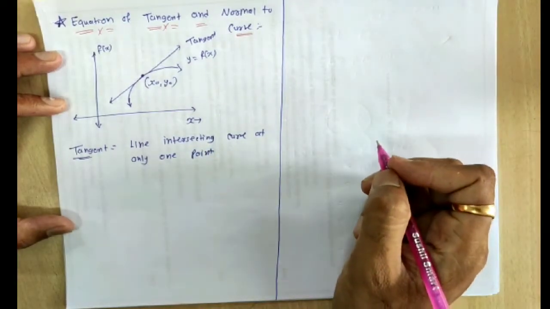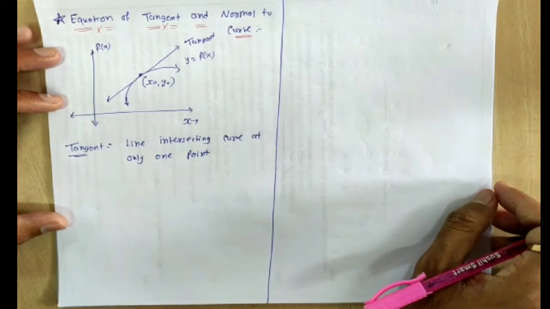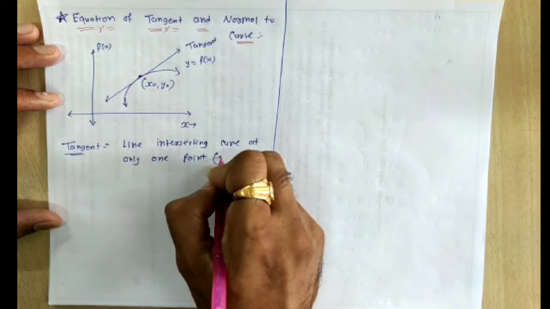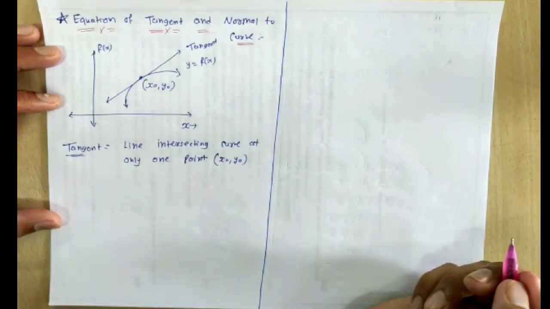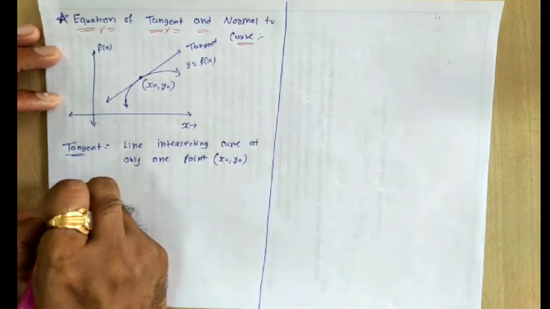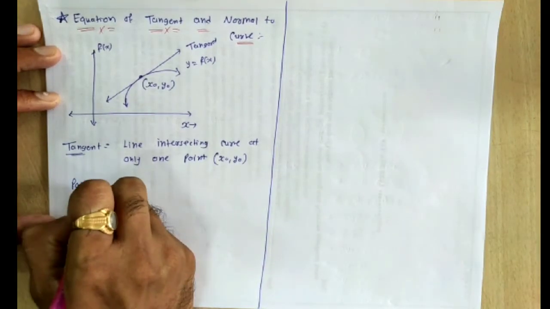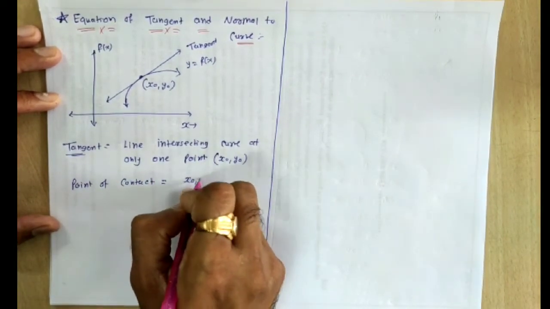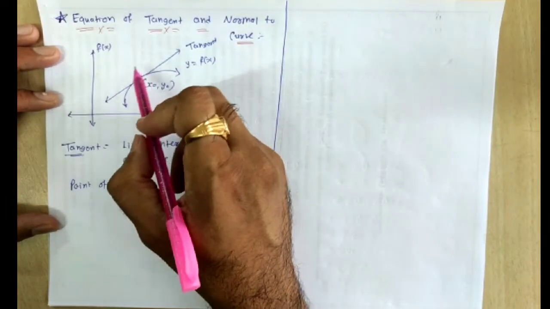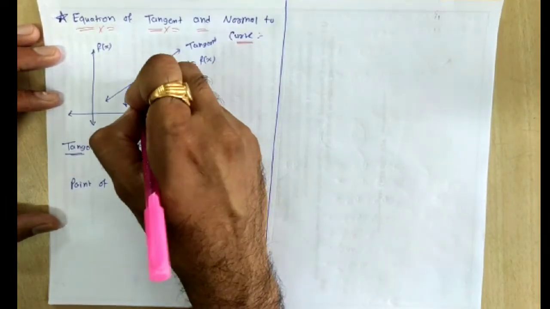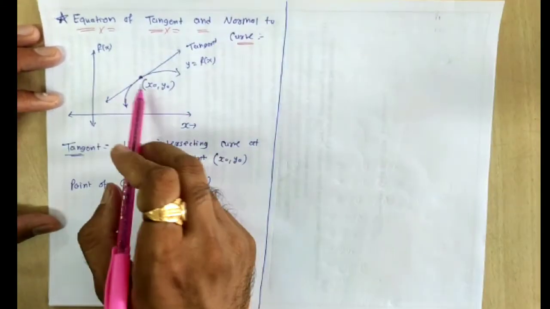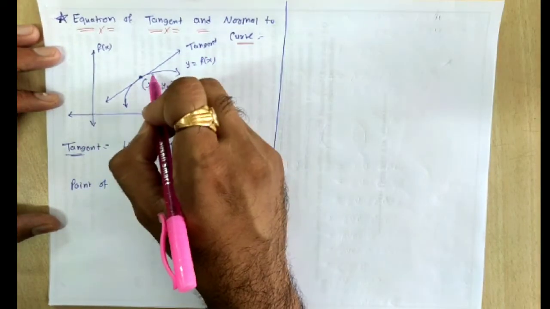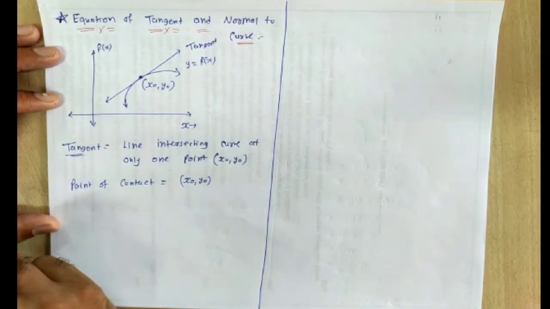The line intersecting curve at one and only one point, that line is known as tangent of curve. So the intersection point is x0, y0. That is known as point of contact. So our point of contact is x0, y0. Here, our given line intersects the curve at the point x0, y0. So this x0, y0 point is known as point of contact. And this line which intersects the curve at only one point, that line is known as tangent of curve.